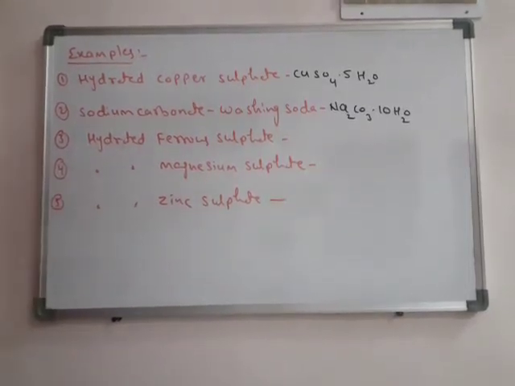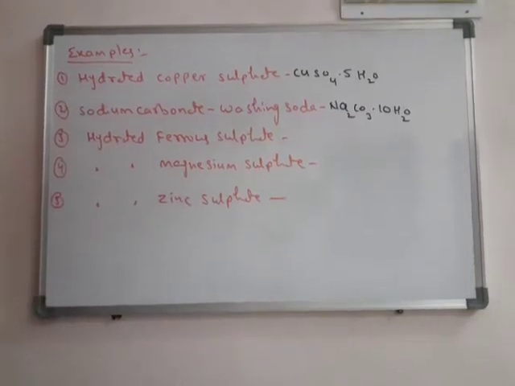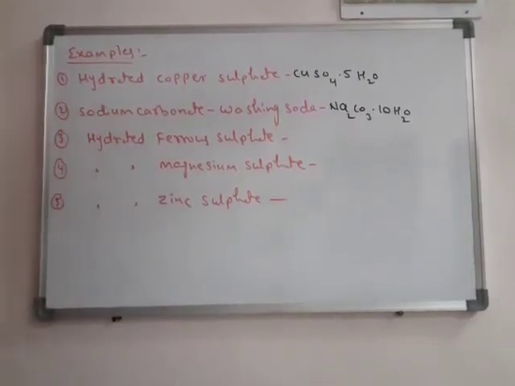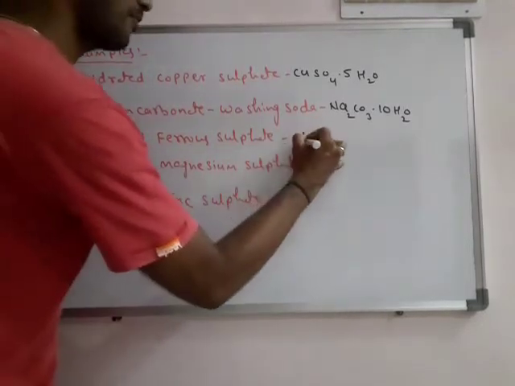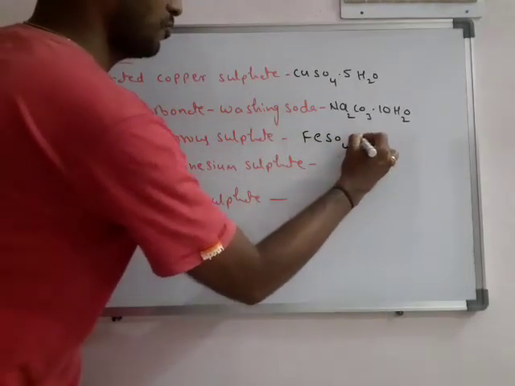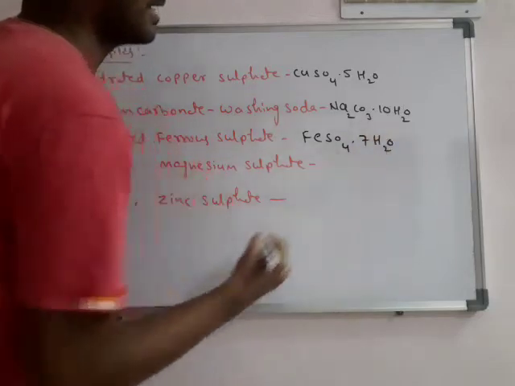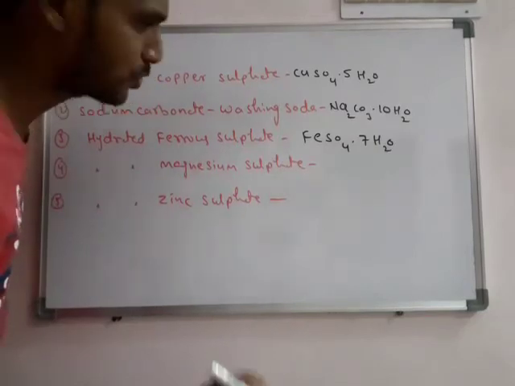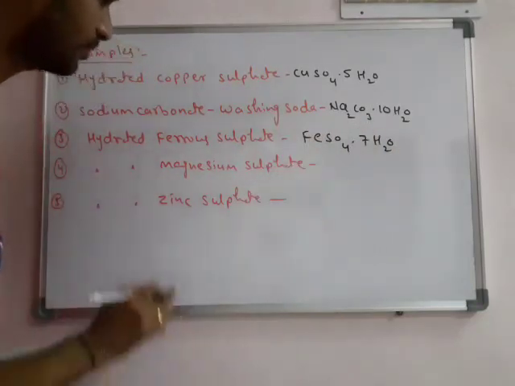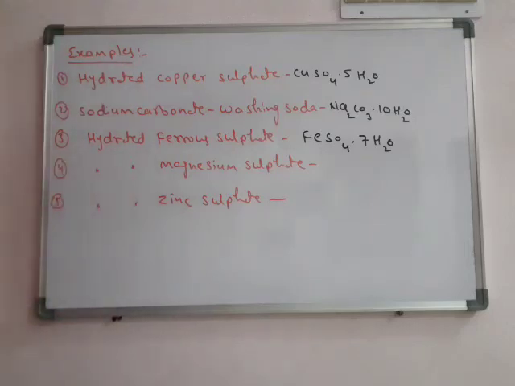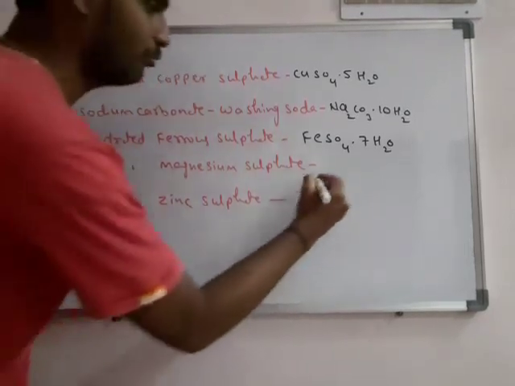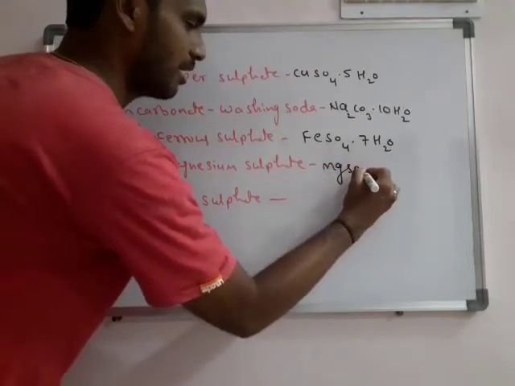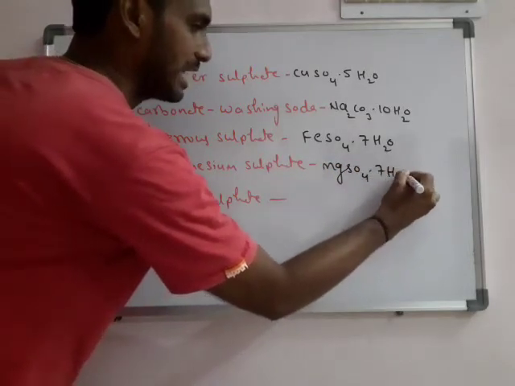Now we read the formulas. So what is the sodium carbonate? Na2CO3 10H2O. What is ferrous sulfate? This is also called iron sulfate. So iron sulfate means FeSO4 7H2O. Yes, 7H2O is fixed. We have to remember. So FeSO4 7H2O we have to remember. Next, what about the MgSO4? So magnesium sulfate also similarly we discussed. That is magnesium sulfate, MgSO4 7H2O.